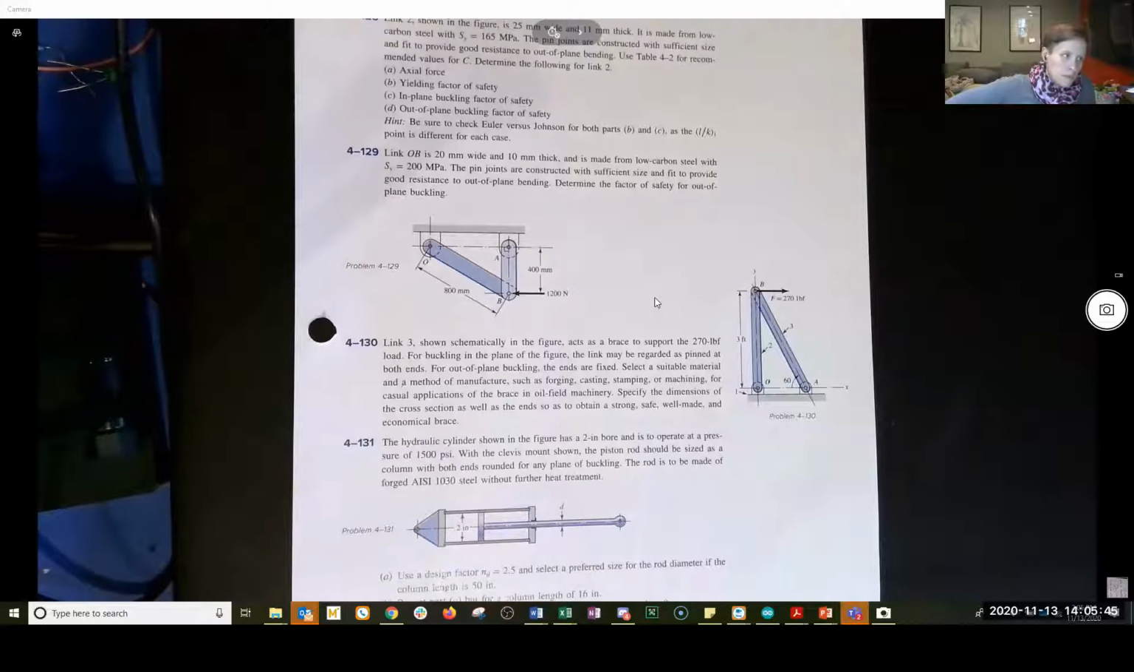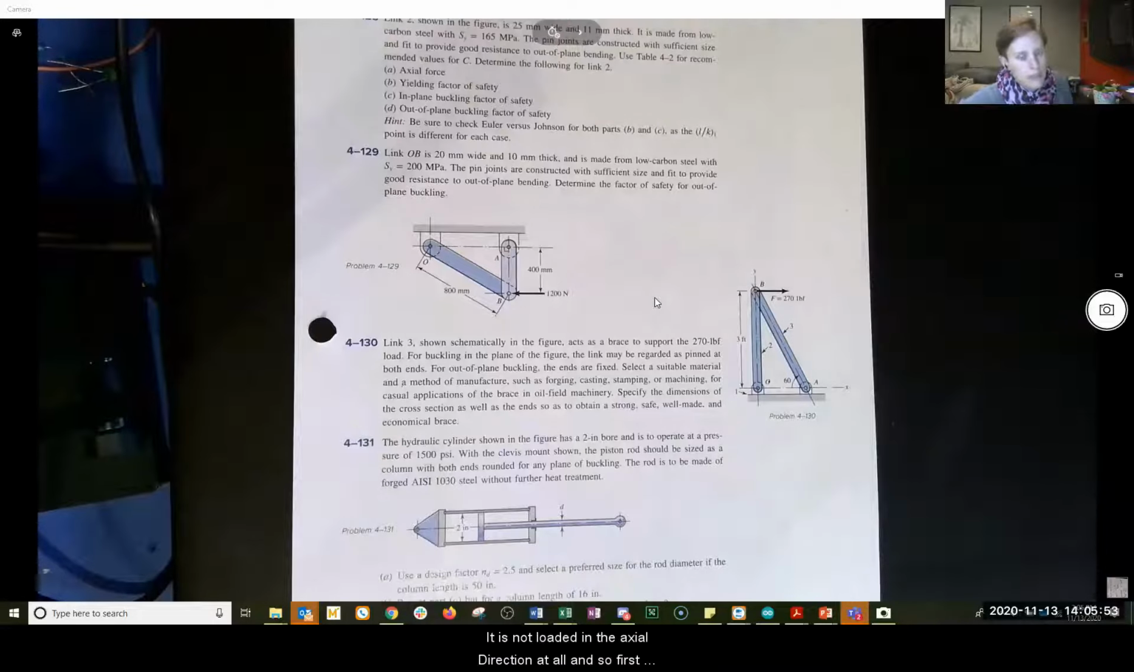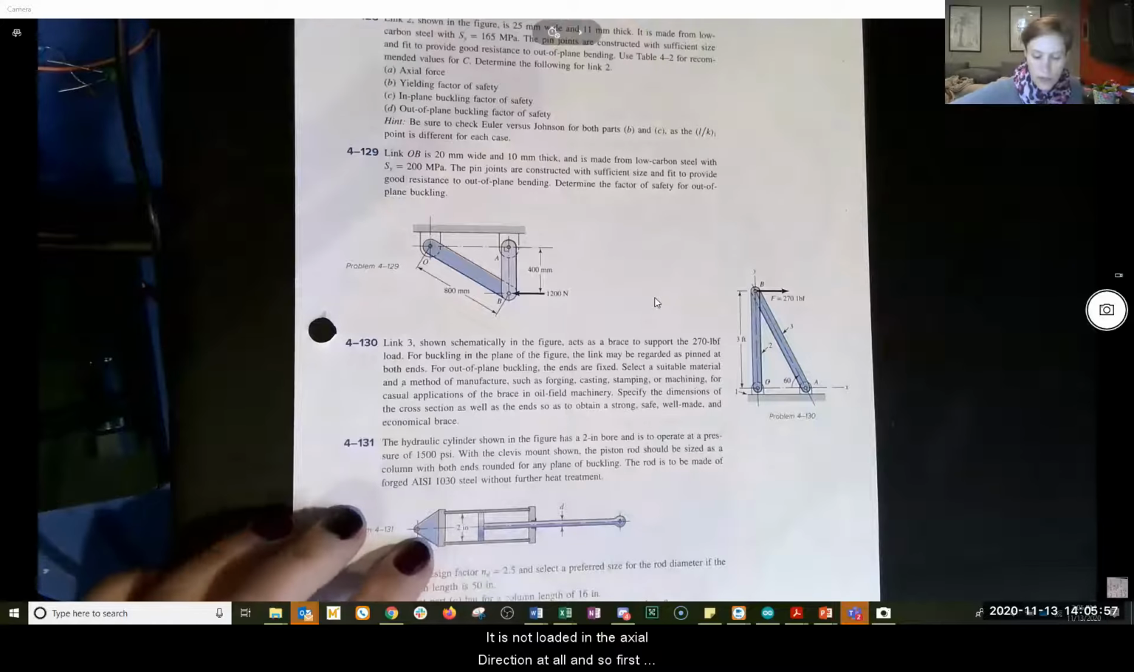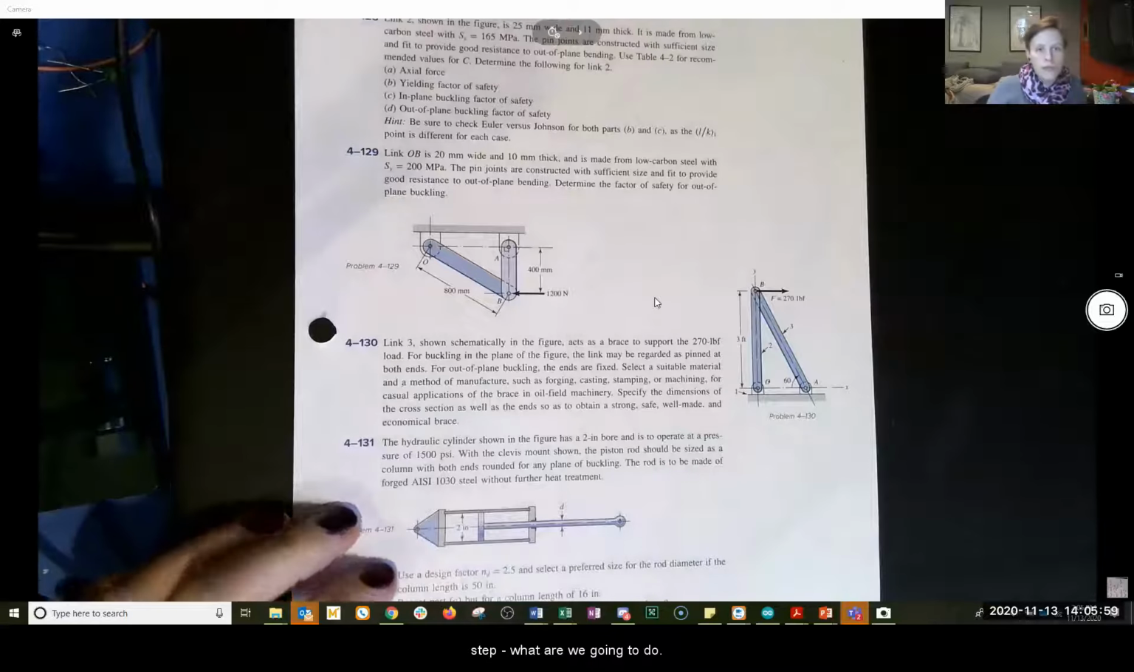The diagonal one you said? Yeah, exactly, because the perpendicular link is not in danger of buckling. It is not loaded in the axial direction at all. And so first steps here, what are we going to do?